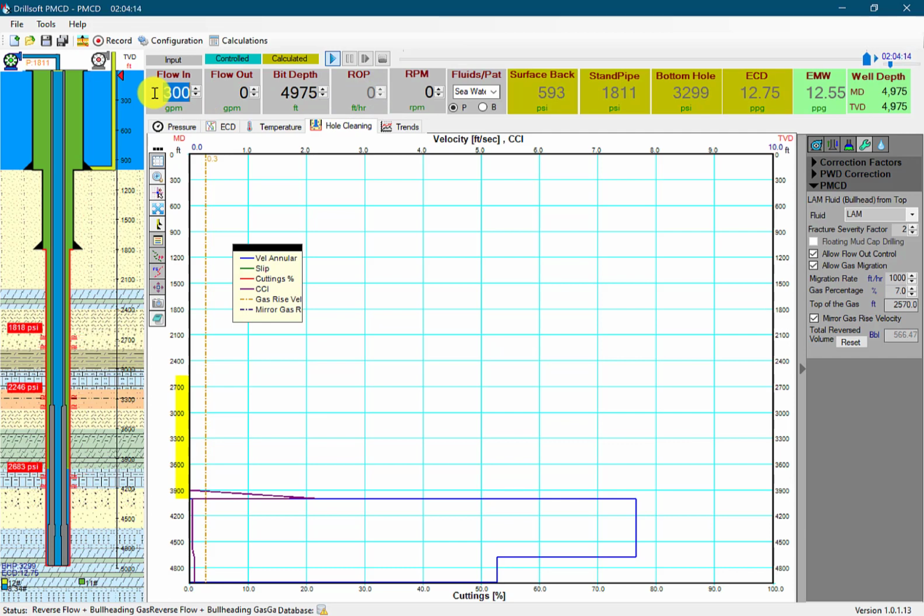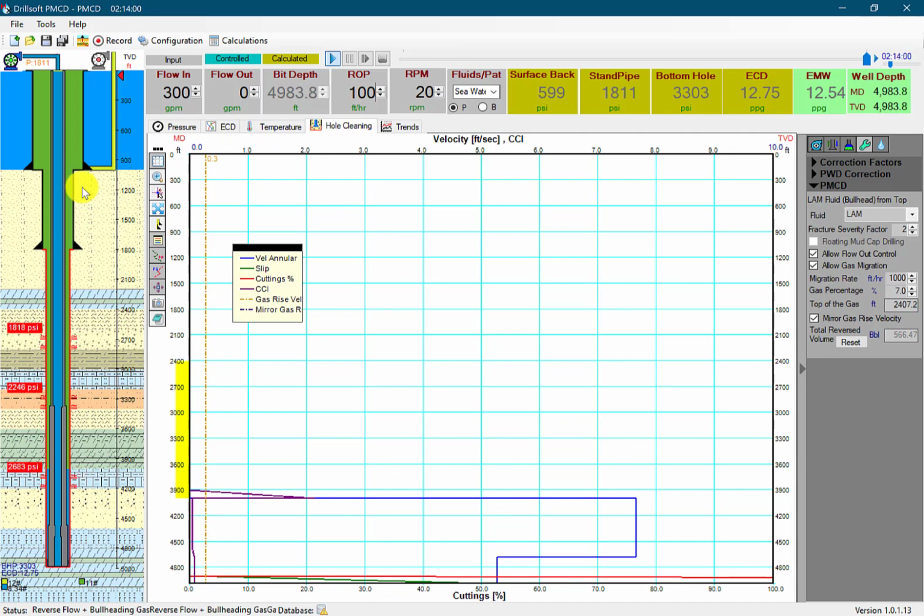And we can even increase this value 100, or let's just keep it at 300 gallons per minute. And let's begin rotating drill pipe and start drilling at 100 foot per hour. So now we're drilling the well. We're pumping seawater at 300 gallons per minute, and we're monitoring the surface back pressure.